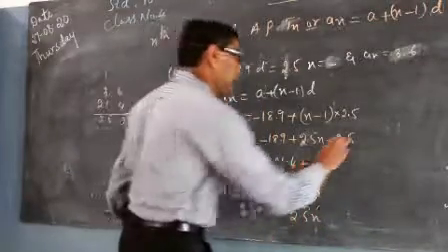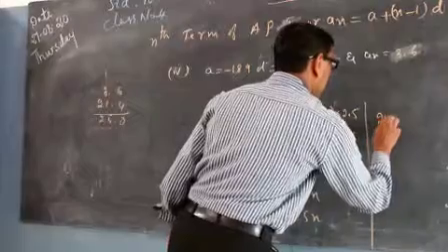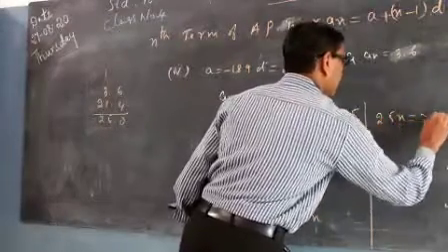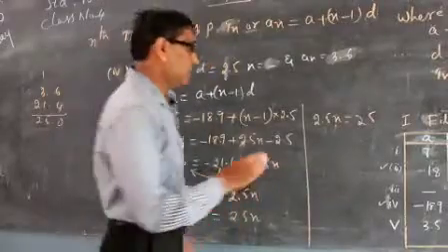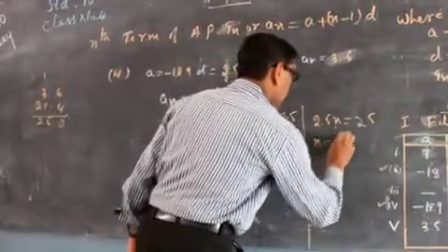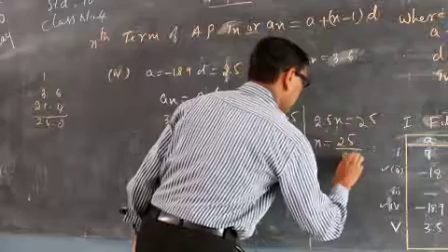So now again we will write it. 2.5 n is equal to 25. So what do we want to find out? We want to find out the n value. So n is equal to 25 by 2.5.